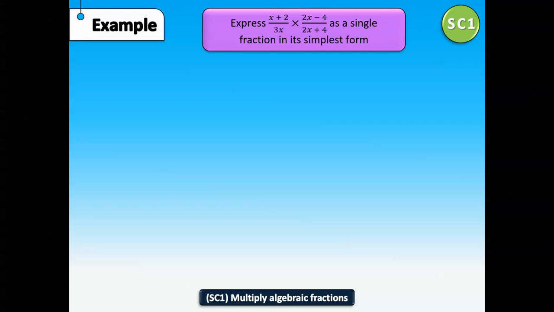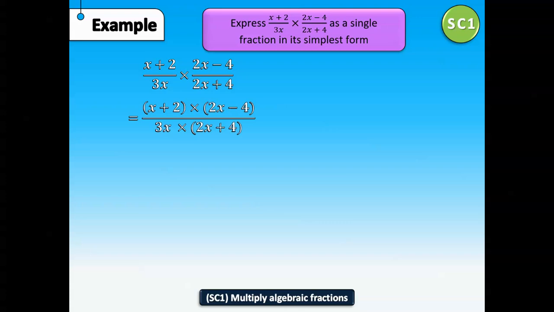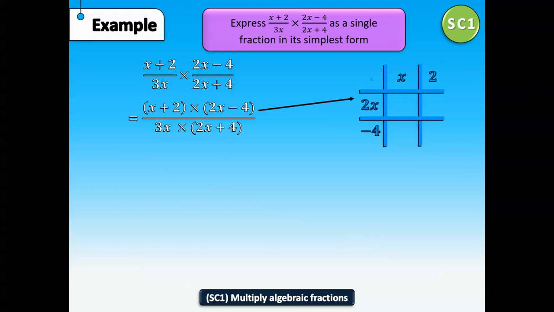Here's another example. So we multiply the numerators and multiply the denominators. To do that, we use the grid method. 2x times x is 2x squared. 2x times 2 is 4x. Minus 4 times x is minus 4x. And minus 4 times 2 is minus 8.